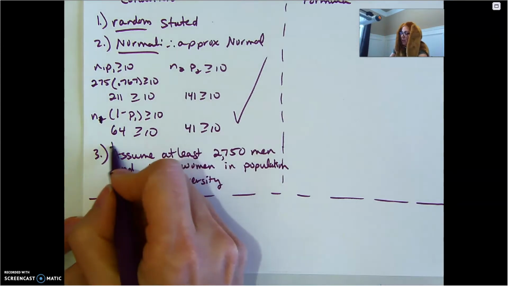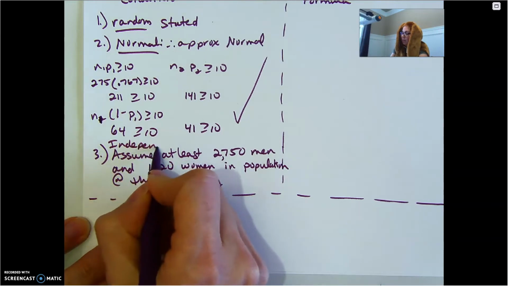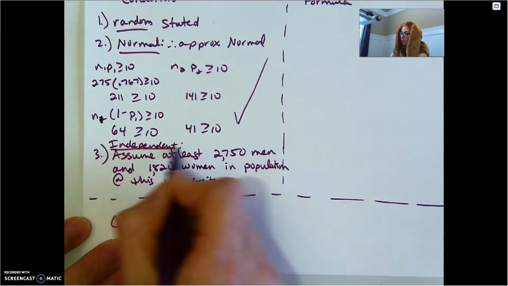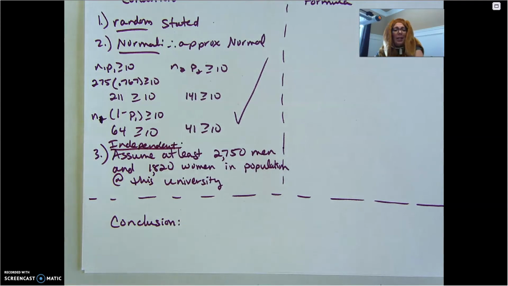Oops, forgot to label. This is our independent check. All right, that's safe to assume. If it's a large university, we're good. It didn't say that it was a small university or anything, so we should be solid.